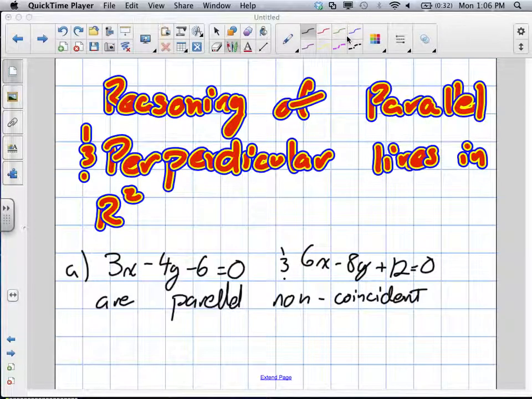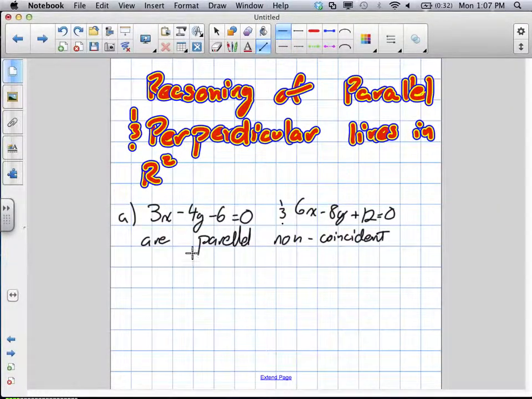Parallel perpendicular lines in R2. They've given us two lines in Cartesian form. It tells us to prove that these two lines are parallel and non-coincident. Now, remember, these lines give us information about their normals. So if they're parallel, that means the normals to both of these lines must also be parallel.